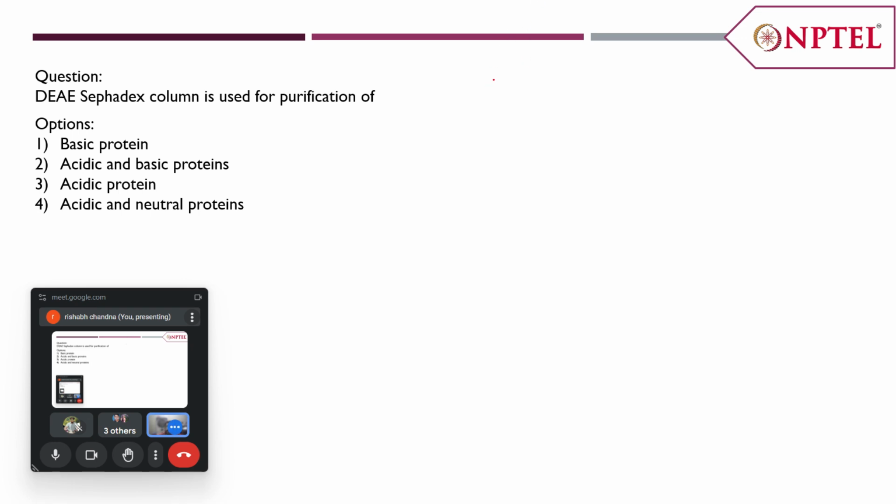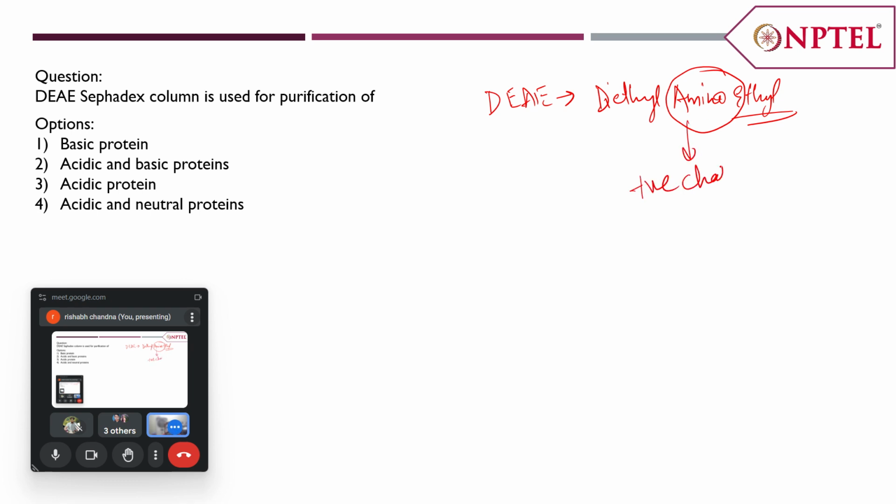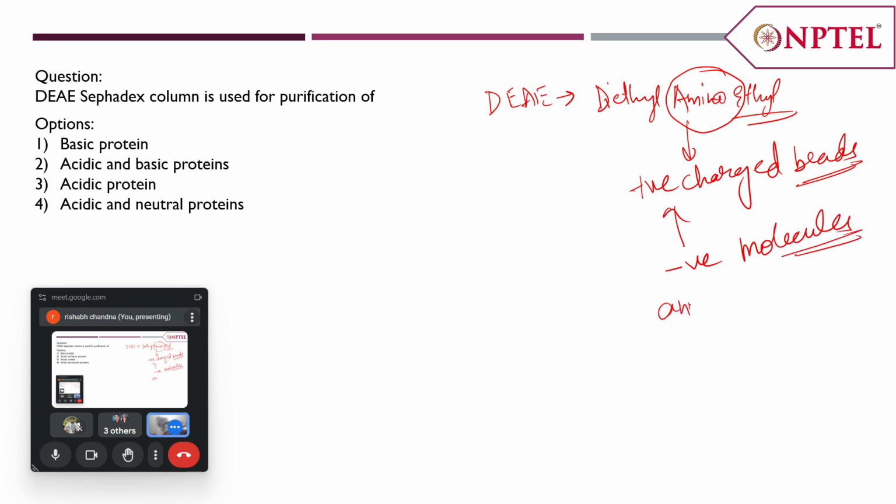So first of all, DEAE stands for diethylaminoethyl. Okay, so anytime amino comes in any of the beads, that means it's a positively charged matrix or positively charged beads. So it will attract negatively charged molecules. So it's an anion exchanger basically.